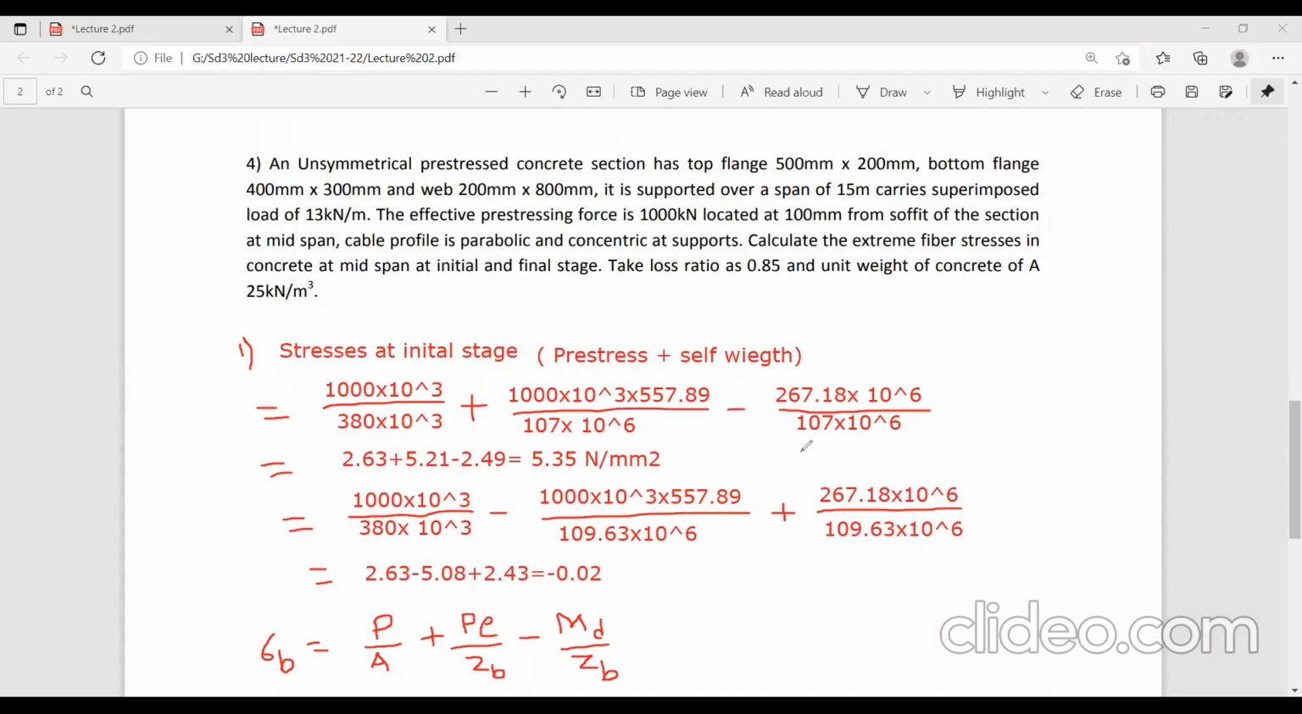So this one, sigma B is equal to 5.35 Newton per mm square. Okay, so now we need to draw the stress diagram.